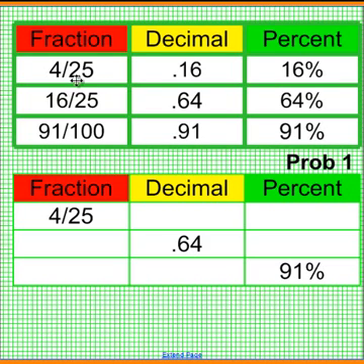All right, here are the answers. For the first one, we have 4 over 25, or 16 hundredths and 16%. We have 16 over 25, or 64 hundredths and 64%. And the last one, 91 over 100, or 91 hundredths and 91%. If yours matches ours, that is simply outstanding. Please pick up an eraser and erase the board while another student comes up for the next problem, which is the last one, by the way. Thank you.